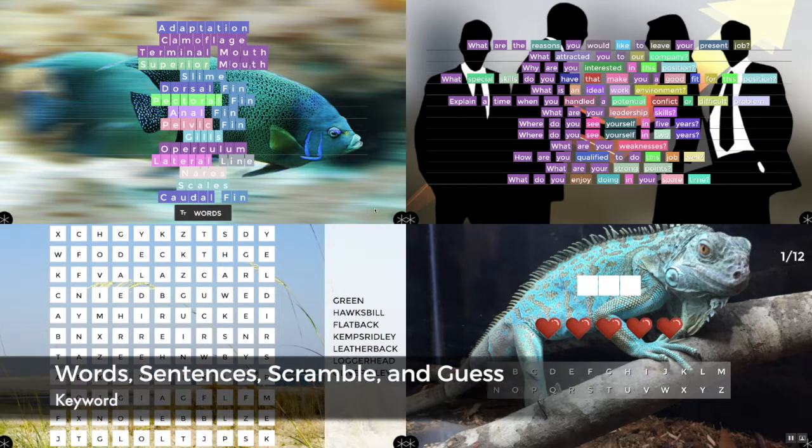The keyword lesson category consists of lessons that are created by entering words or short phrases. The same text content can be used in each one of the keyword lesson types. In the upper half of the screen, on the left, is an example of a words lesson about fish vocabulary. Next is a sentences lesson focusing on career education. In the lower left side is a scramble lesson that covers sea turtle vocabulary words. In the lower right section is a guess lesson featuring words about iguana anatomy.